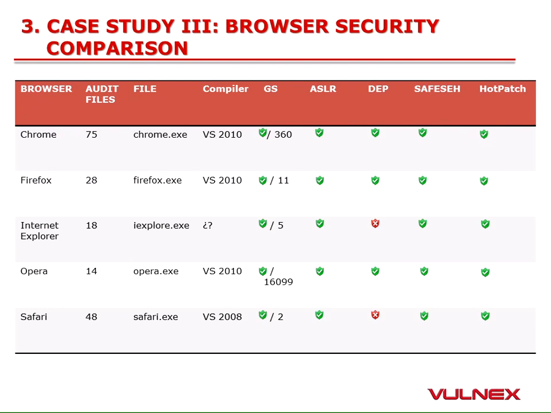Here we can see the number of files that we assess for each browser. This is the main executable in that browser, like chrome.exe. The compiler used. The funny thing for the compiler, the only one we are not able to identify is Microsoft. That's quite interesting. We have to dig a little bit more into why we were not able to do that. So I have to look into it a bit more. But that's the only one.